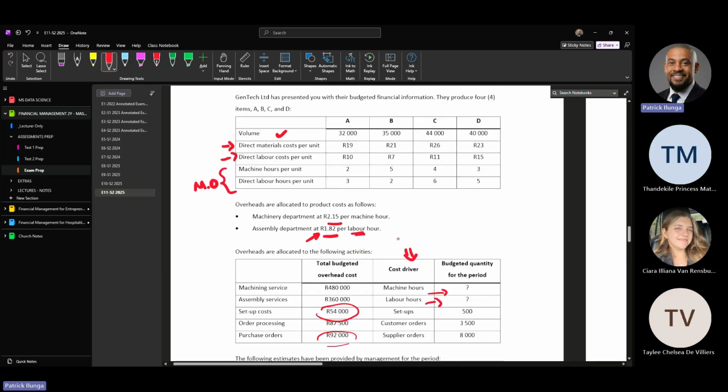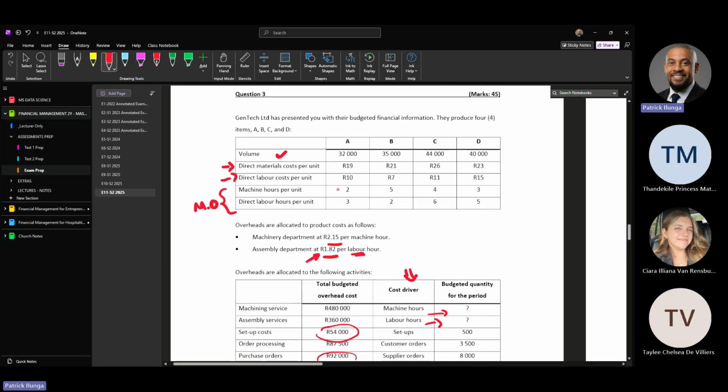I am provided here with the labor hours and the machine hours. They are here: Product A, B, C, and D. I'm provided them, and I'm provided the volume. So what should I do? Because I'm already provided with everything. What then should I do? Anyone can tell me.